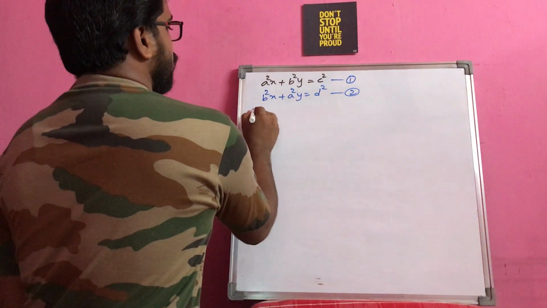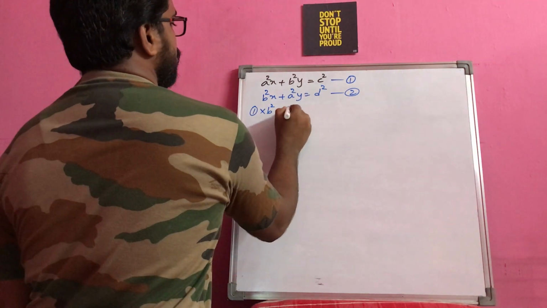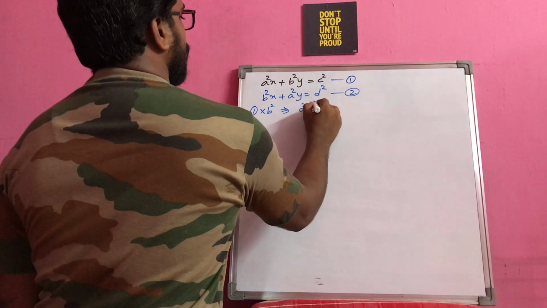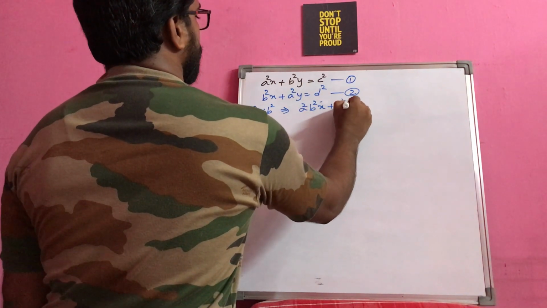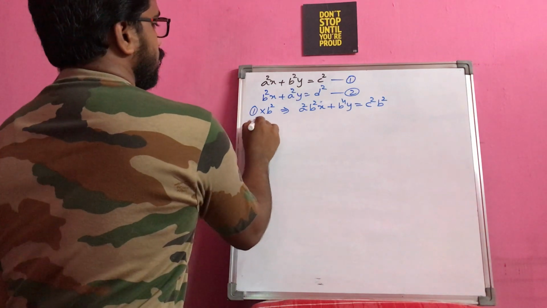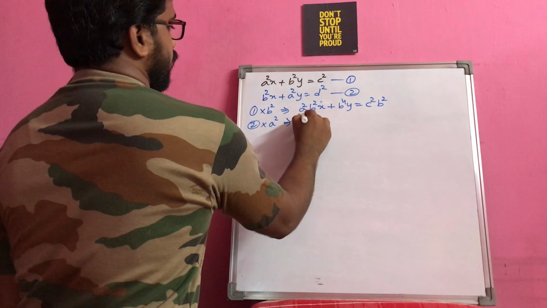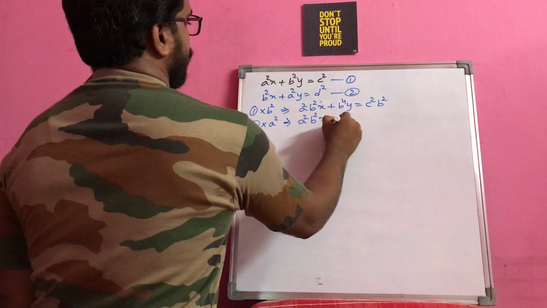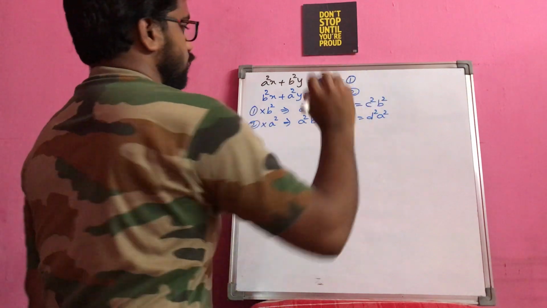So I will try to eliminate x. For example, the first equation I will multiply with b square. That will give me a square b square x plus b power 4 y is equal to c square b square. The second equation I will multiply with a square. Then I will get a square b square x plus a power 4 y is equal to d square a square.